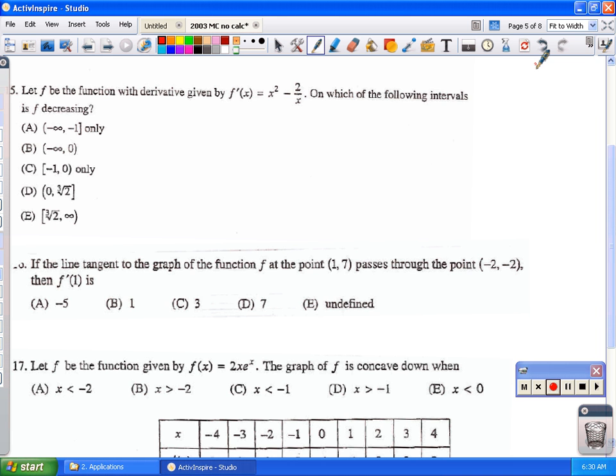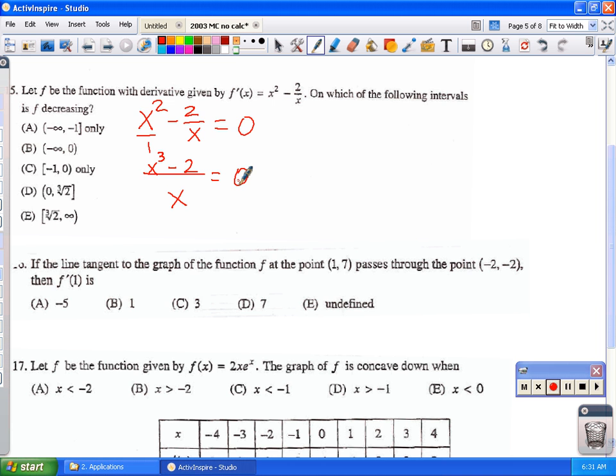We're going to take the first derivative, x squared minus 2 over x, and I'm going to set it equal to 0. And I'm going to do this a little bit differently this time. What I would do here is get a common denominator, and the common denominator is x. So I'm going to multiply the first expression by x and get x cubed, and I don't need to multiply the second expression by anything.